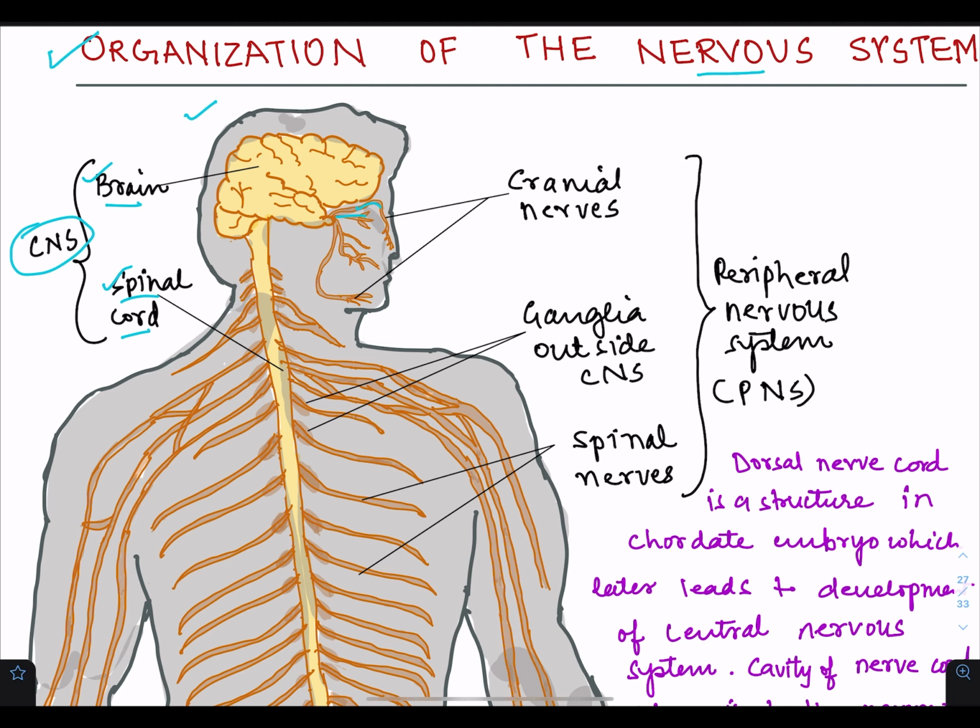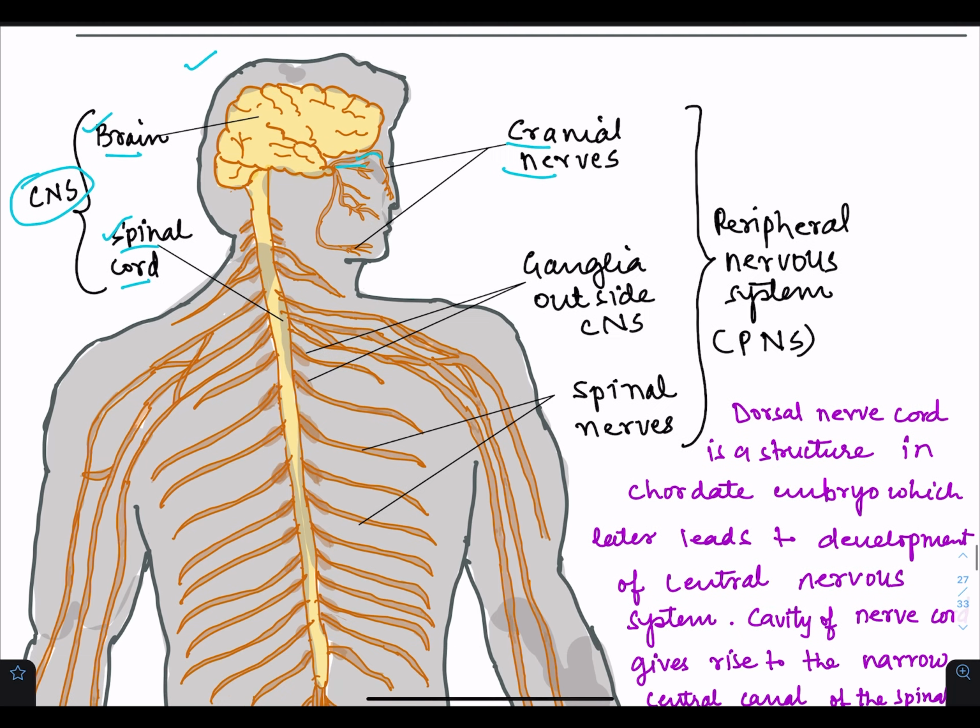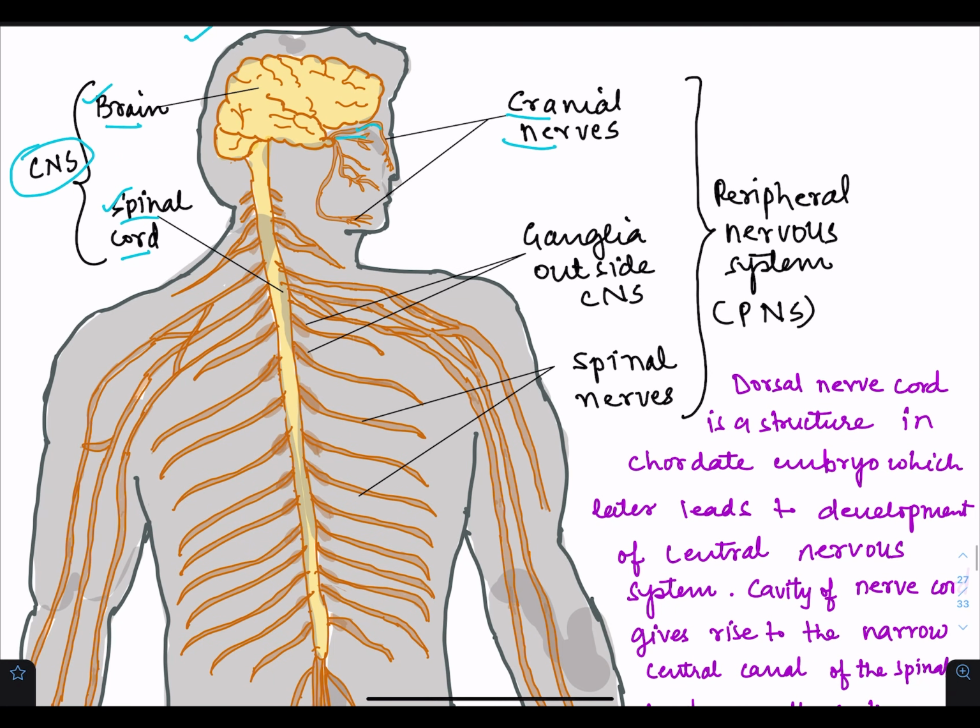These are all the cranial nerves, and here we see these spinal nerves. These swollen things are the ganglia outside the central nervous system. So collectively, these cranial nerves, ganglia outside the CNS, and the spinal nerves constitute the peripheral nervous system.